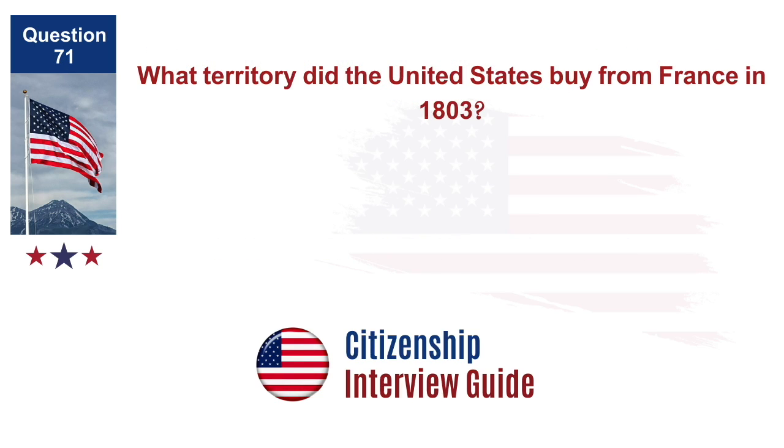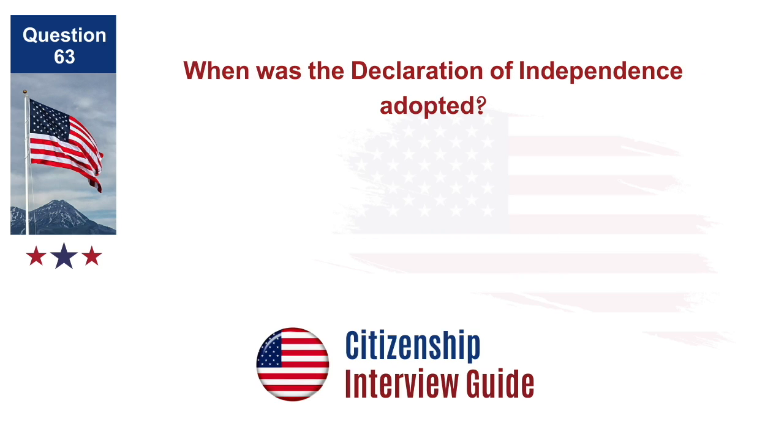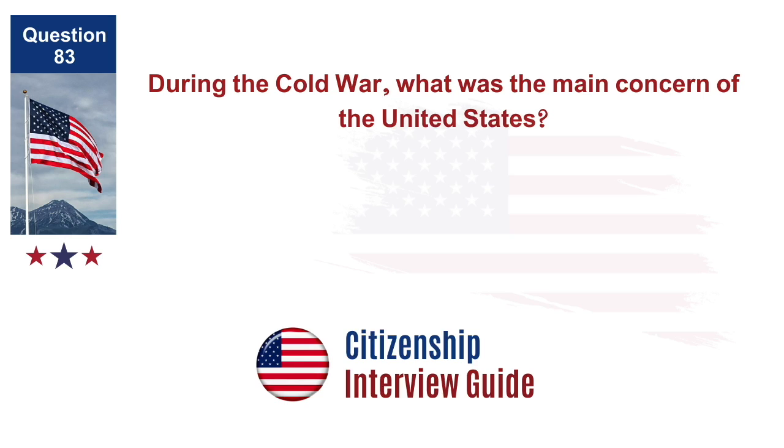What territory did the United States buy from France in 1803? The Louisiana Territory. When was the Declaration of Independence adopted? July 4, 1776. During the Cold War, what was the main concern of the United States? Communism.